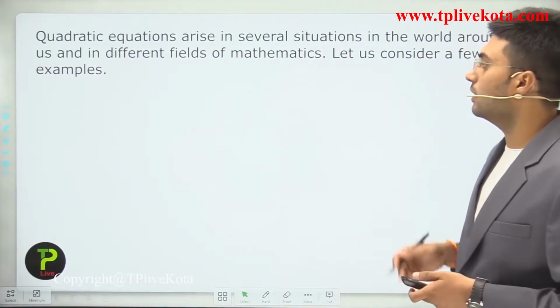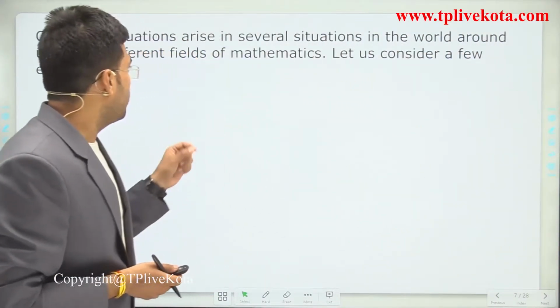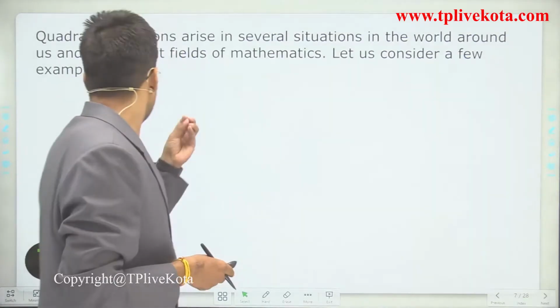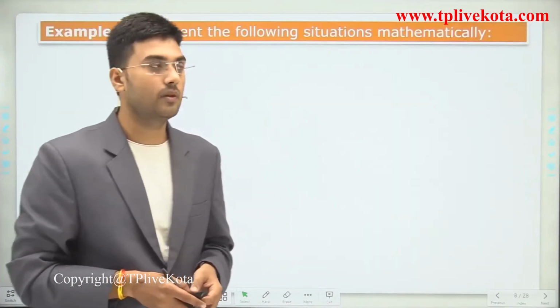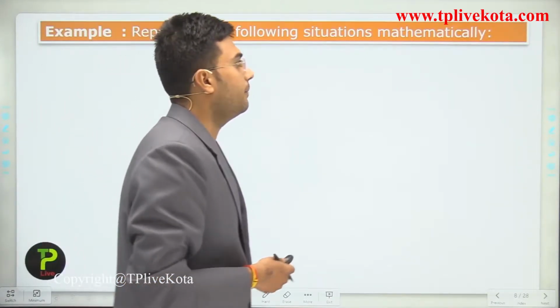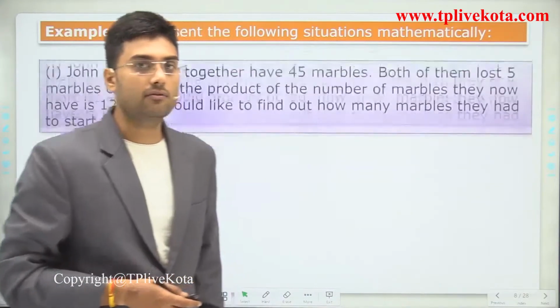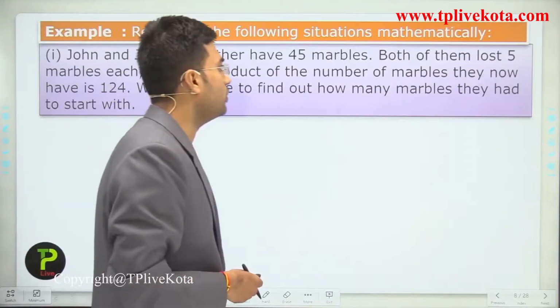Now after this, let's move to the next: quadratic equations arise in several situations in the world around us and in different fields of mathematics. Let us consider a few examples. We have to represent the following situation mathematically. The first example is John and Jayanti together have 45 marbles.